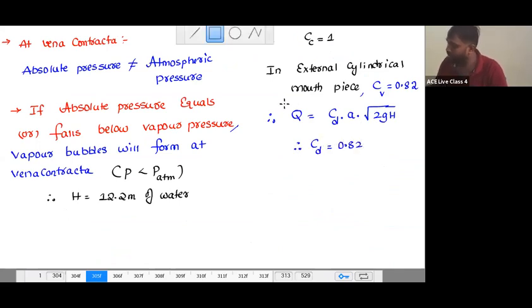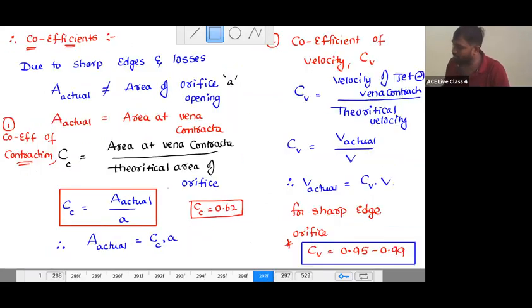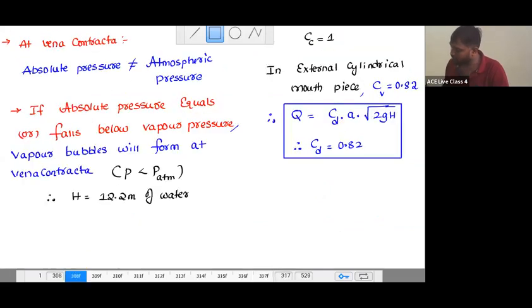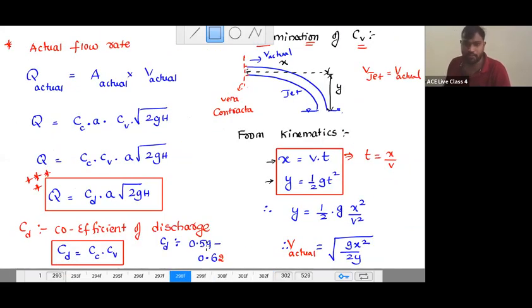Here the CD is going to be 0.82. And in the case of the orifice, it is going to be 0.59 to 0.62. Which is going to be more advantageous for us? The more advantageous is going to be the mouthpiece.